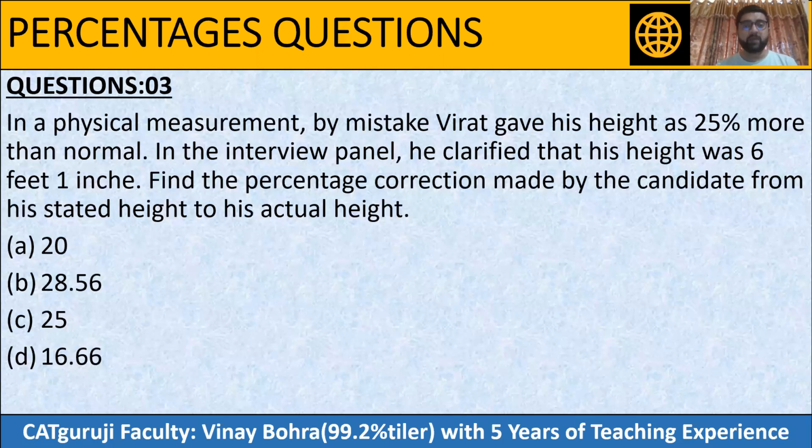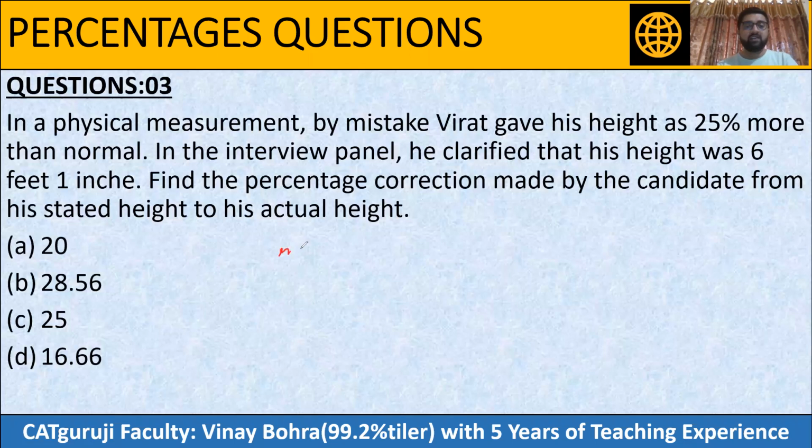In a physical measurement, by mistake, Virat gave his height as 25% more than the normal. In the interview panel, he clarified that his height was 6 feet 1 inch. Find the percentage correction made by the candidate from his stated height to his actual height. Here again, it is already given as 25% more than the actual, so we need to come back to the actual height. So this is in inverse proportion. One thing is increasing, we again need to reduce to get the original number.